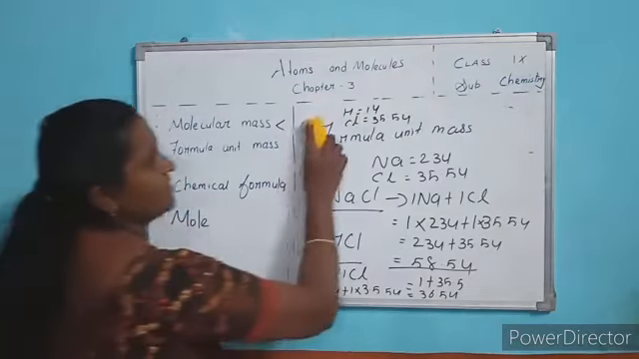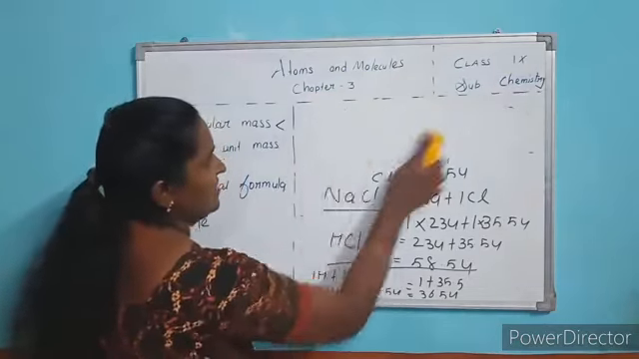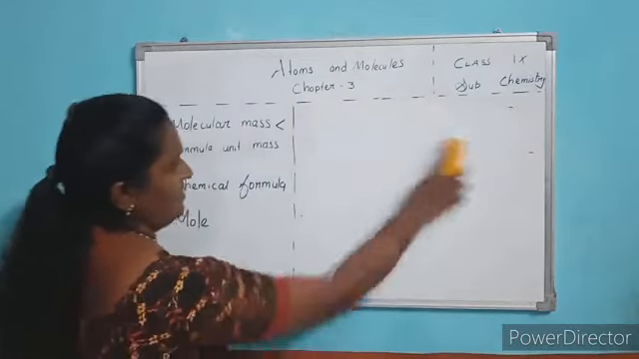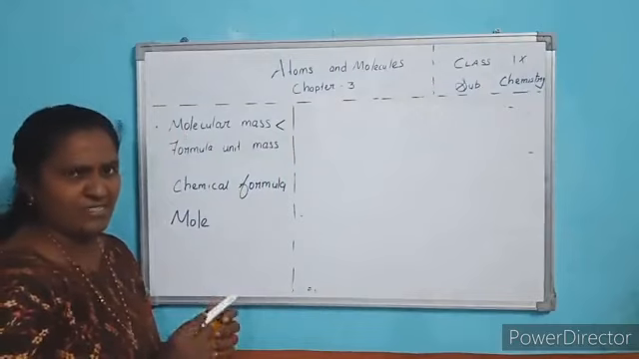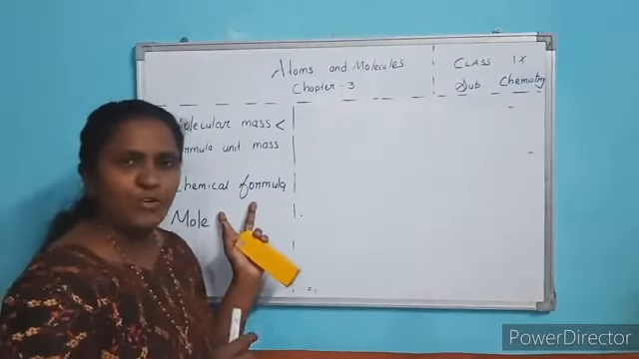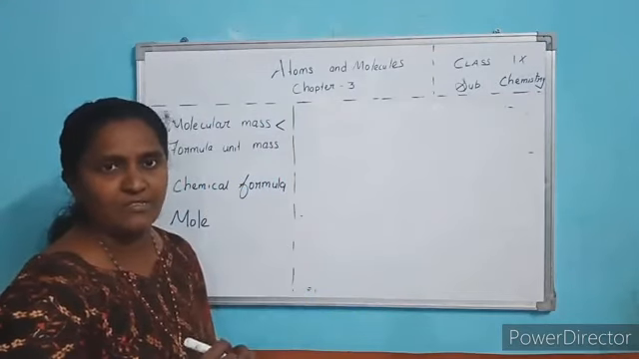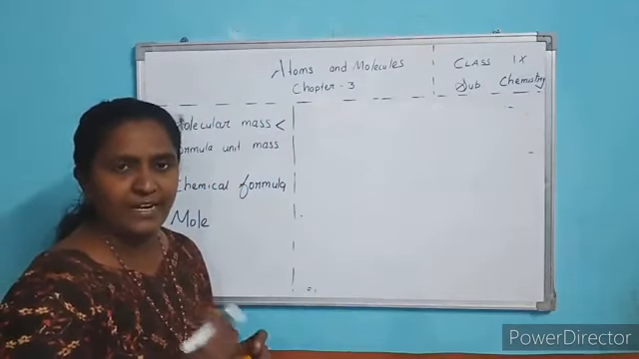Next one is, now we are going to write some chemical formulas of compounds. Okay, chemical formula, how to write? Many children are making mistakes while writing the formula of a compound. So you practice at home again and again.